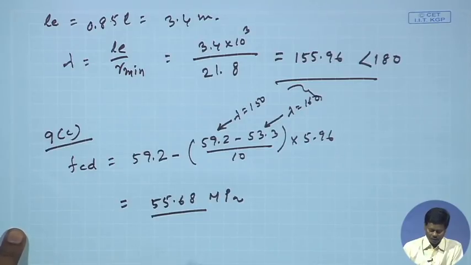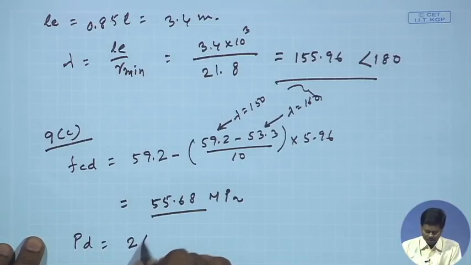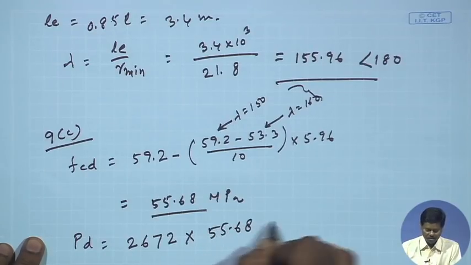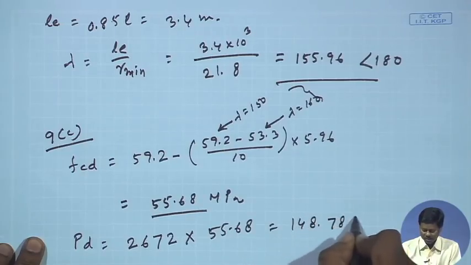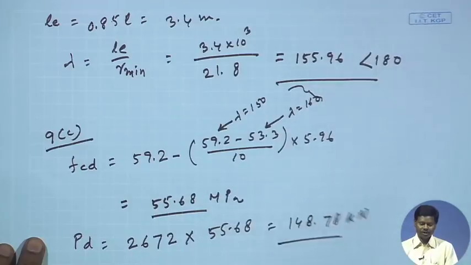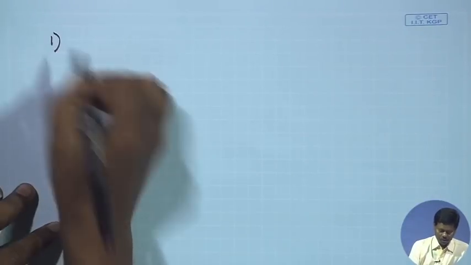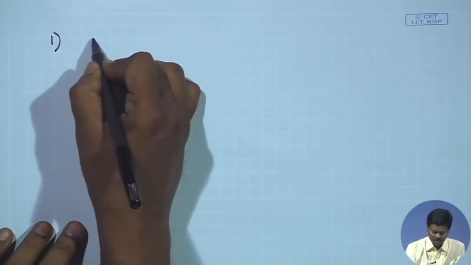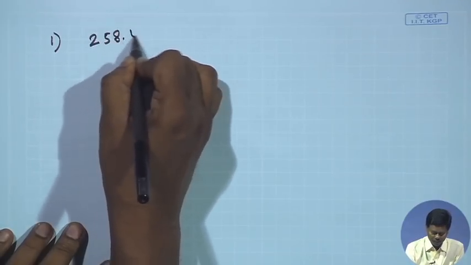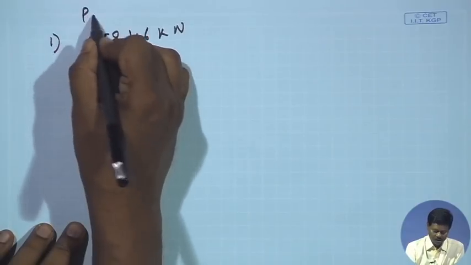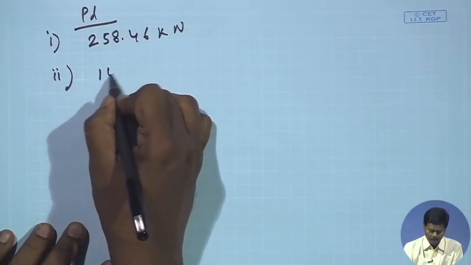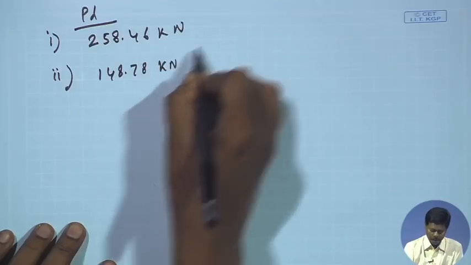So, the design strength Pd I can find out as Ae, which will be the same, 2672, into the FCD value 55.68, and this is coming 148.78 kilonewton. Right. So, what we could see is that for the first case, when angles are placed on opposite sides of the gusset plate, we got 258.46 kilonewton, and for the second case we are getting 148.78 kilonewton.